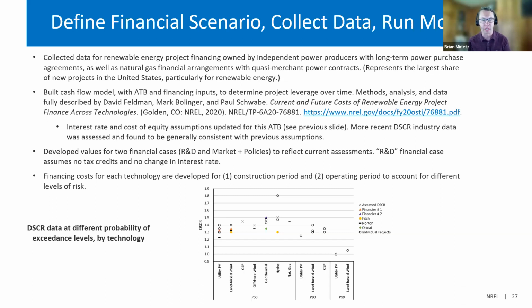So you can see a summary of those debt service coverage ratios that we use to determine the debt fractions in the bottom slide. Those are the points from industry that they got in this report, and we use those in our calculations. So we include costs for both financing during the construction period and the operating period, and use different interest rate assumptions during those different periods in order to account for different levels of risk.